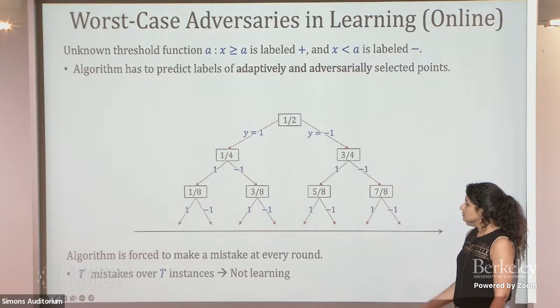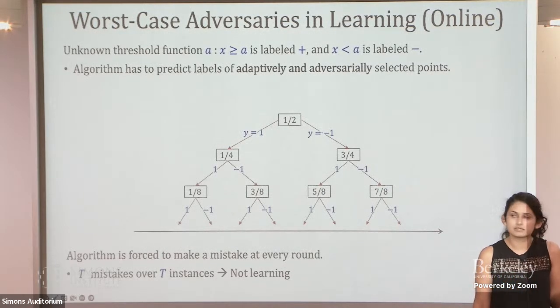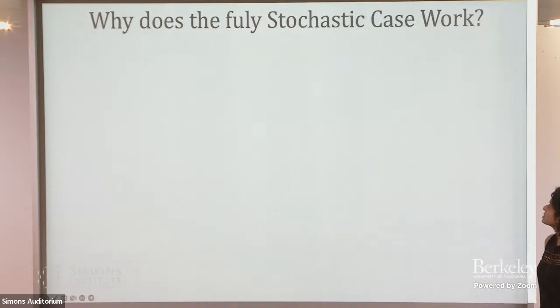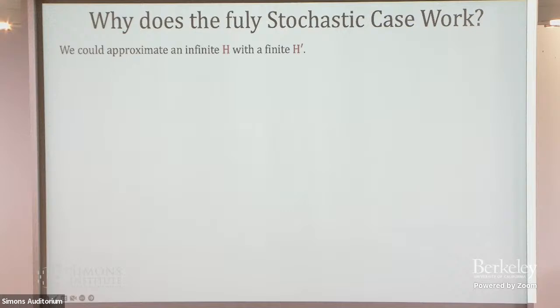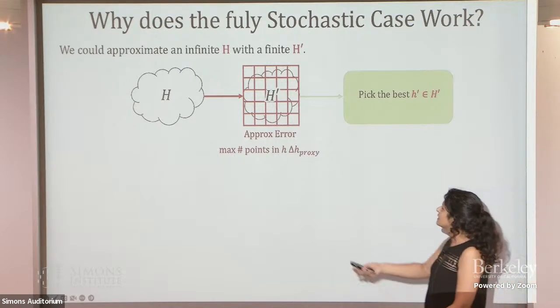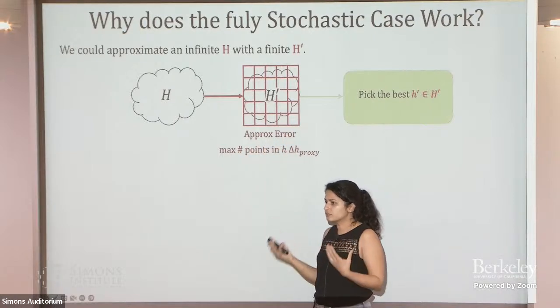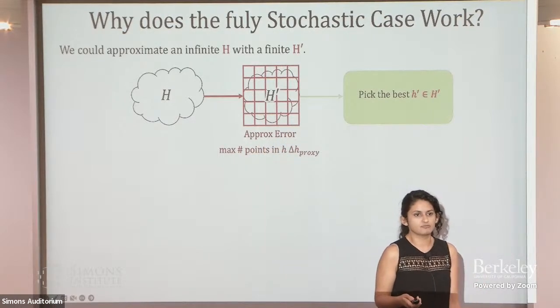Now, this is telling you that dealing with an adaptive adversary is impossible. So the question is, then why did the fully stochastic setting work? We all know that stochasticity and learning work well together. And really the idea here is that there is something defined by a net that lets me set the granularity of my problem. Rather than looking at infinite function classes, I can put a grid on them and not consider all functions, only consider some of them.